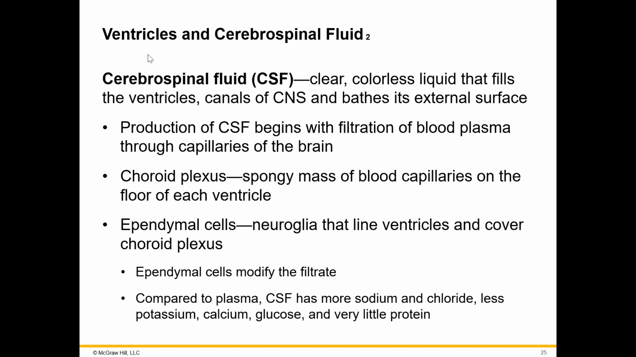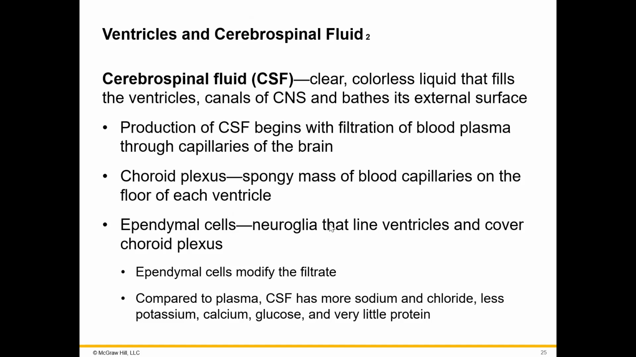So now the cerebrospinal fluid is a clear, colorless liquid that fills the ventricles and fills the canals of the central nervous system and bathes its external surface. So the production of the cerebrospinal fluid begins with the filtration of the blood plasma through the capillaries of the brain. And then you have your choroid plexus. The choroid plexus is a spongy mass of blood capillaries on the floor of each ventricle.